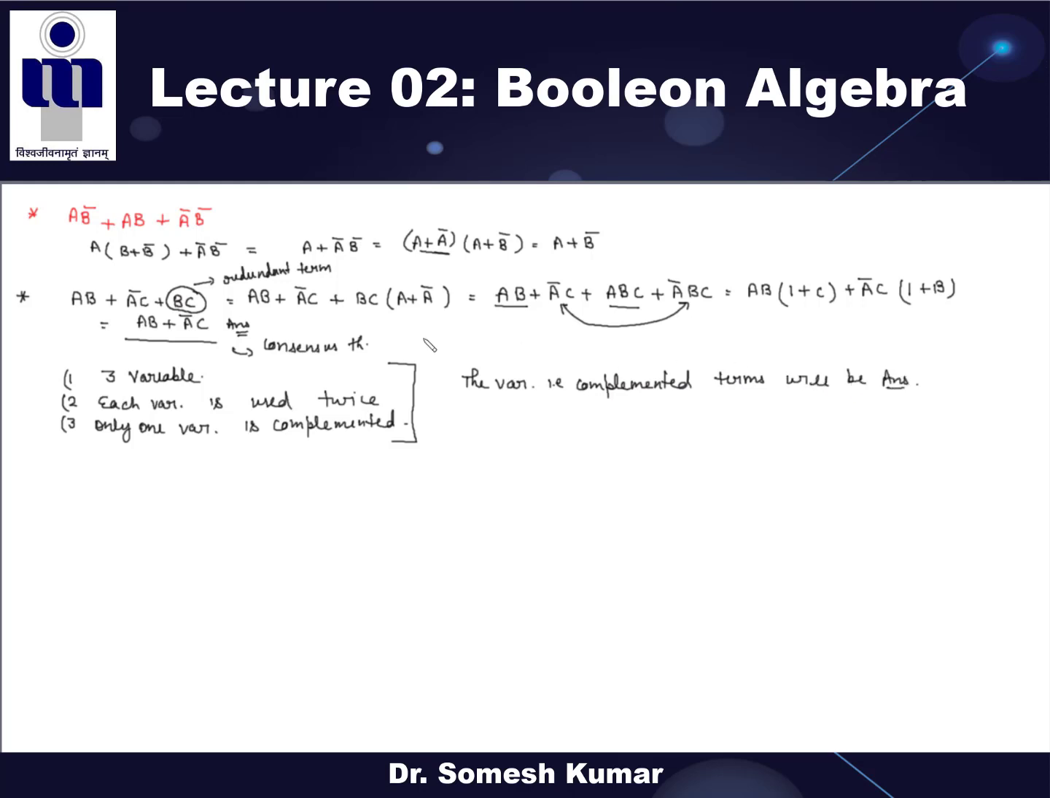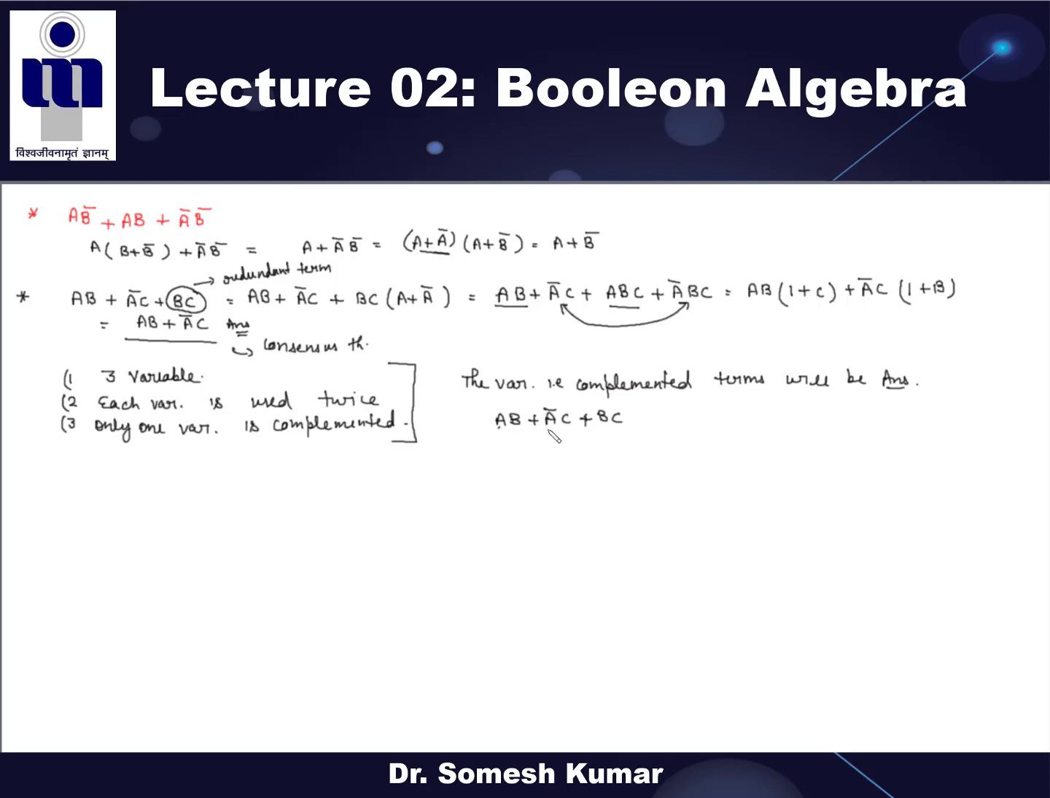For example, in the function that we previously discussed, the first condition is three variables. Yes, there are three variables A, B, C. Each variable is used twice as a pair.